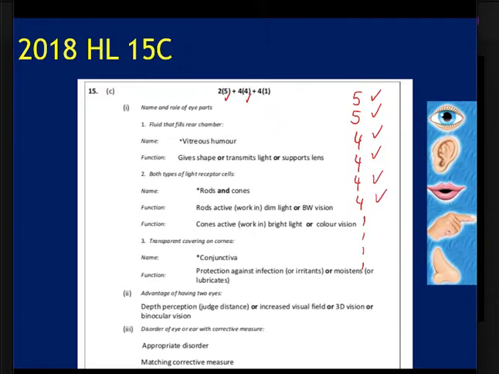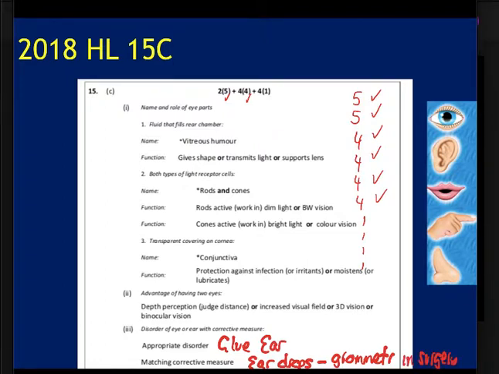Now, we haven't done the disorder of the eye or ear yet, so you should not be able to get marks for those at this point. The one that we are going to do when we do it is a thing called glue ear, and the corrective measure is either eardrops or grommets in surgery. So we'll talk about those at a later date.